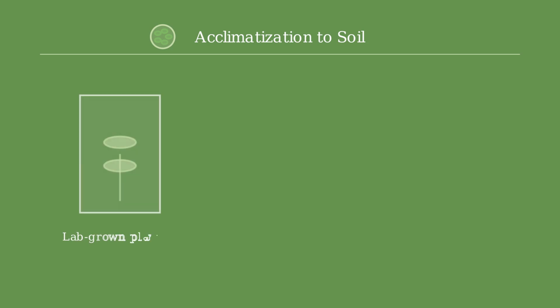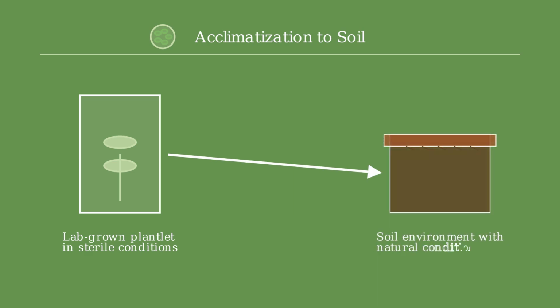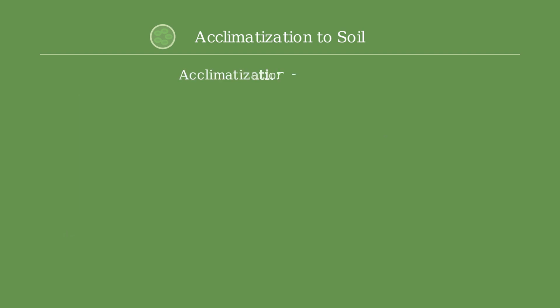Acclimatization to soil is a critical step in transferring transformed plantlets from tissue culture to normal growing conditions. The process begins with carefully removing plantlets from their sterile culture vessels. These plantlets must be gradually adapted to soil conditions, as they've been growing in a protected, high-humidity environment. The acclimatization process consists of several critical steps.